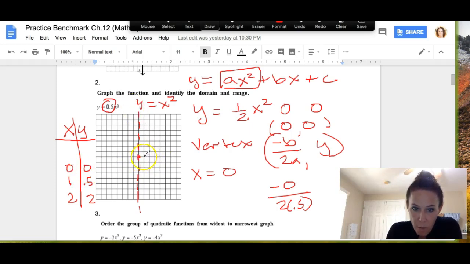So let's go over 1, up 1/2. There's my first point. Over 2, up 2. And I do those exact same points on the opposite side. So I went over 1, up 1/2; I'm going to go back 1, up 1/2. And I'm going to go back 2, up 2. You can plug in -1, you're going to get 0.5, and -2, you're going to get 2. All right, then sketch that graph, and you can see how fat or skinny it is. Sorry, that's not very pretty. And there you go. All right, on to number 3.